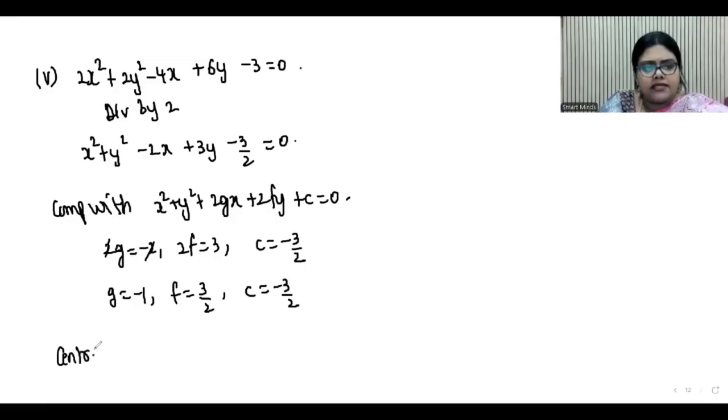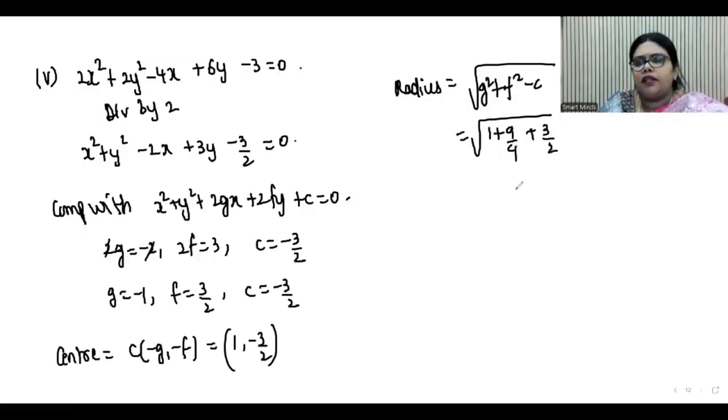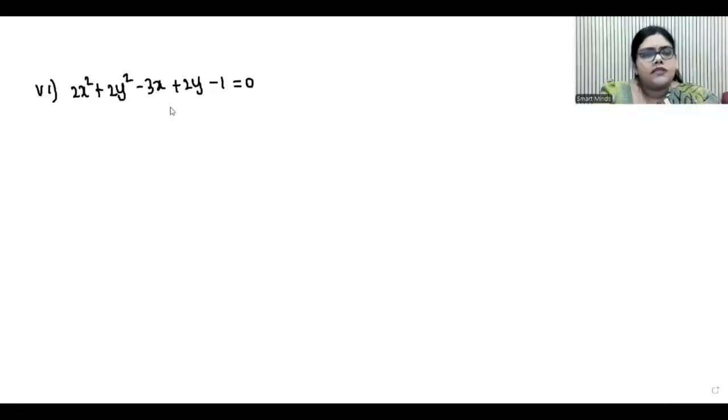So center is (−g, −f), that is (1, −3/2). And radius is root over g² + f² − c, that is root over 1 + 9/4 + 3/2. LCM of 4 and 2 is 4. So you will get (4 + 9 + 6)/4. That is root 19 by 2. This is the radius.